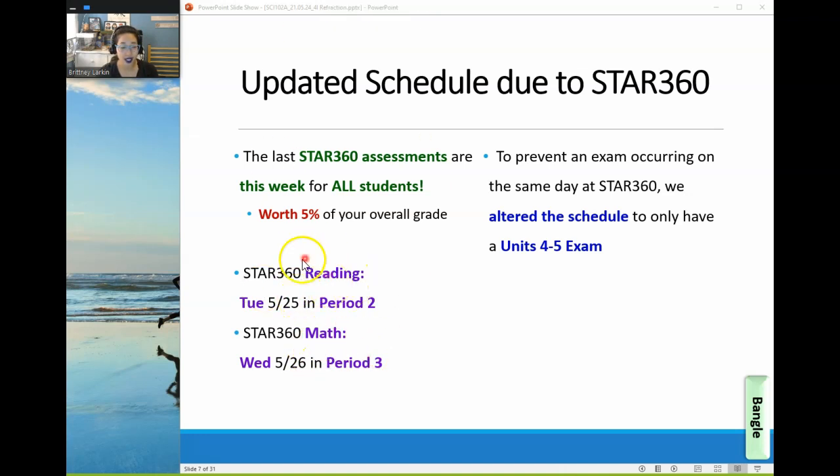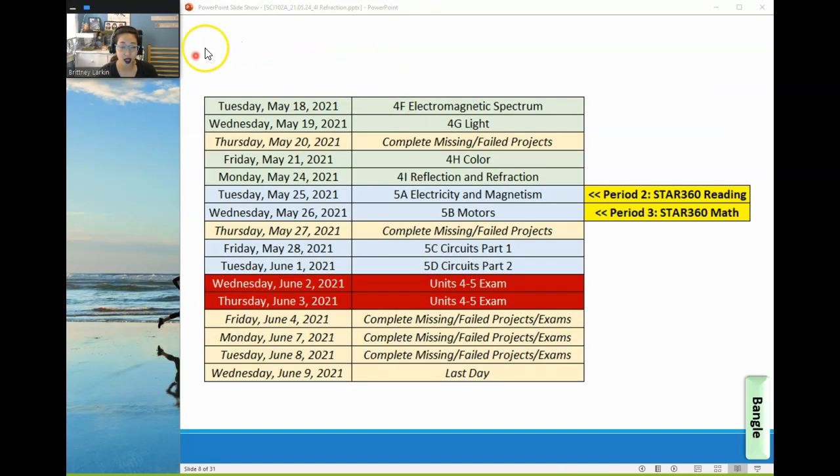Remember, we did originally have an exam planned for this Tuesday, but to prevent the exam falling on the same day as STAR 360, we just kind of combined it. So we are going straight from 4I Unit 4 to 5A Unit 5, and then we will have a combined Unit 4-5 exam on this Wednesday. Don't forget that this is when it's due. However, it'll be zeroed out on Thursday, so you do have a bit of a grace period, end of the day on Thursday. So you kind of have 2 days to do it, even though it's technically due on Wednesday. And then don't forget that after that, you have a week to make up any missing work.